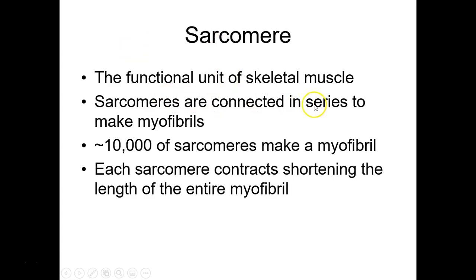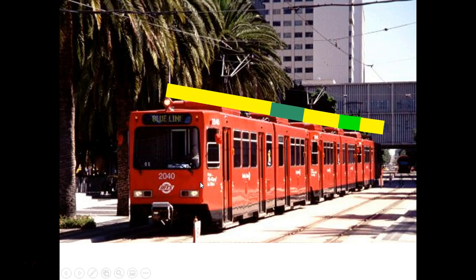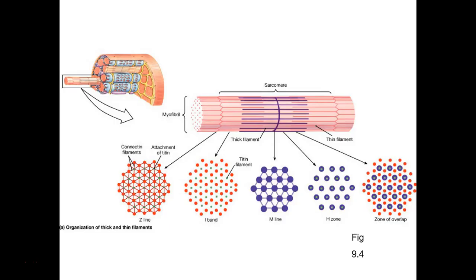Sarcomeres are connected in series to make myofibrils. You can have a lot of sarcomeres inside of a myofibril. It says here possibly up to 10,000. Each sarcomere contracts, shortening the length of the entire myofibril. I guess these are supposed to be like sarcomeres. All right, so here's a fibril, and we're looking at it.